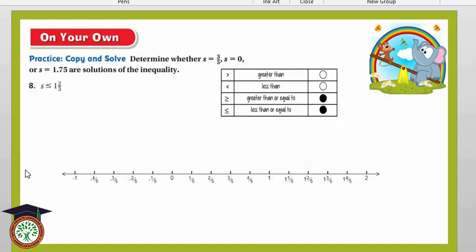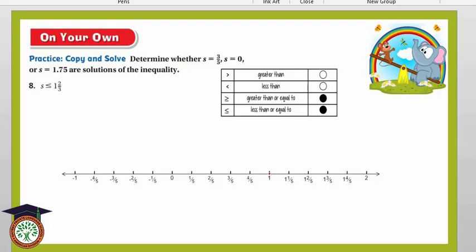Okay, let's check another question. It says here, determine whether these same values are solutions for this inequality. This says here S is less than or equal to 1 and 2 over 3. This is a little bit tricky. So first of all, let's indicate where is 1 and 2 over 3.